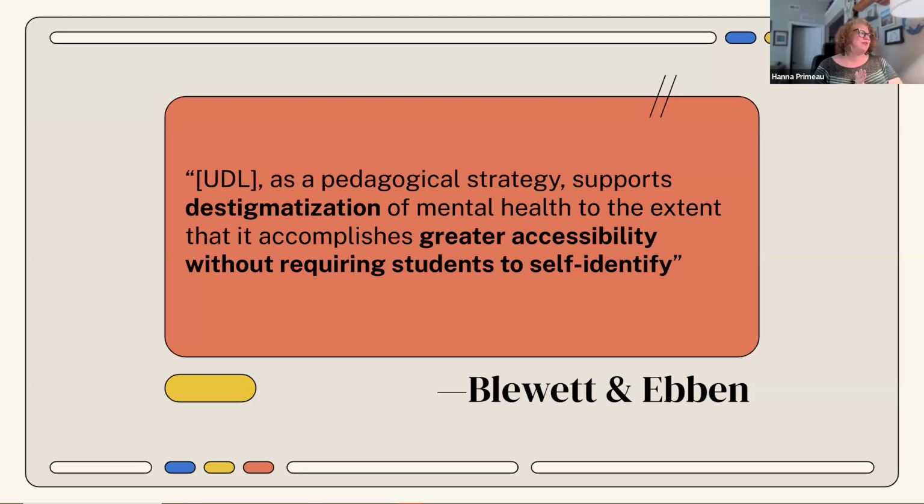So Universal Design for Learning, UDL, is a pedagogical strategy that supports the destigmatization. Remember, that's what we've been talking about, the destigmatization of mental health to the extent that it accomplishes greater accessibility without requiring students to self-identify. Remember, a bunch of students have not reported they have needs. A bunch of students probably haven't even been diagnosed. They can't report. So why should we be trying to force them to do so in order to actually be able to learn in a capacity?